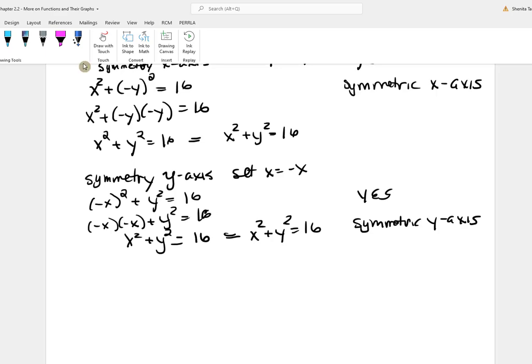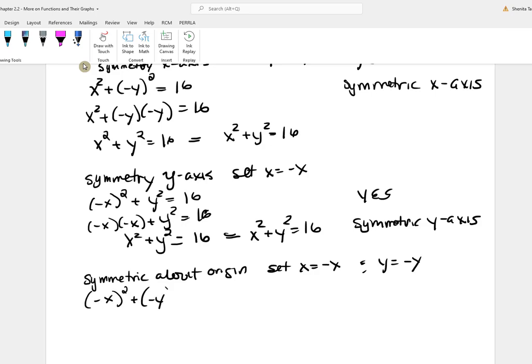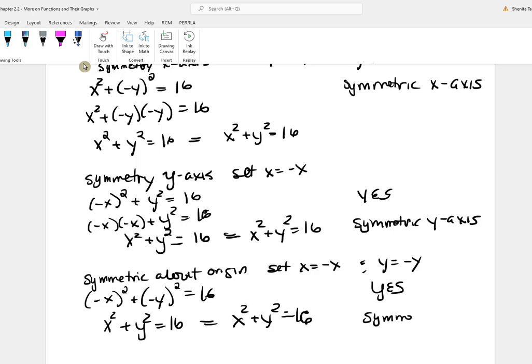Now let's see if it's symmetric about the origin. We're going to set x equal to negative x and y equal to negative y. So we get negative x squared plus negative y squared is equal to 16. We know that's x squared plus y squared equal to 16, which is equivalent to our original equation. So yes, this is symmetric about the origin.